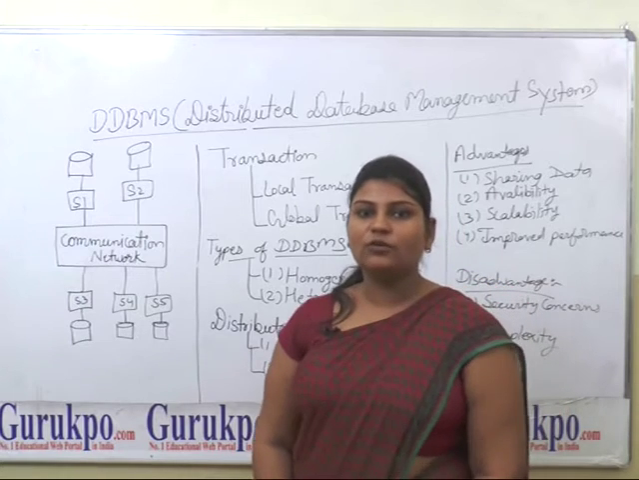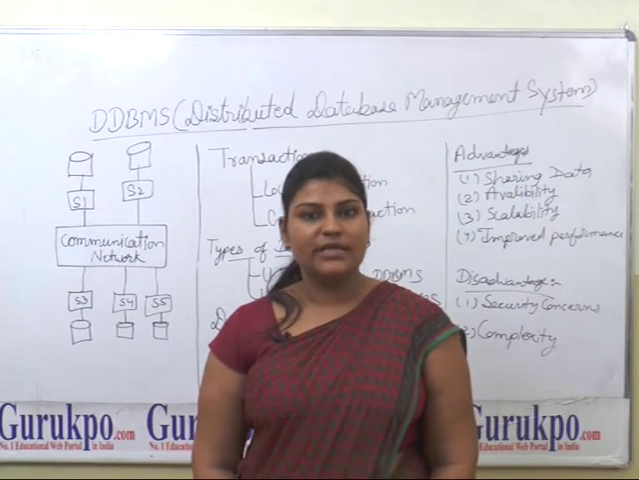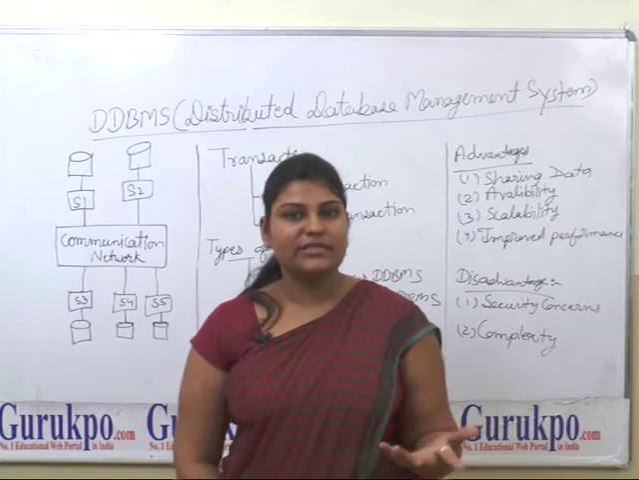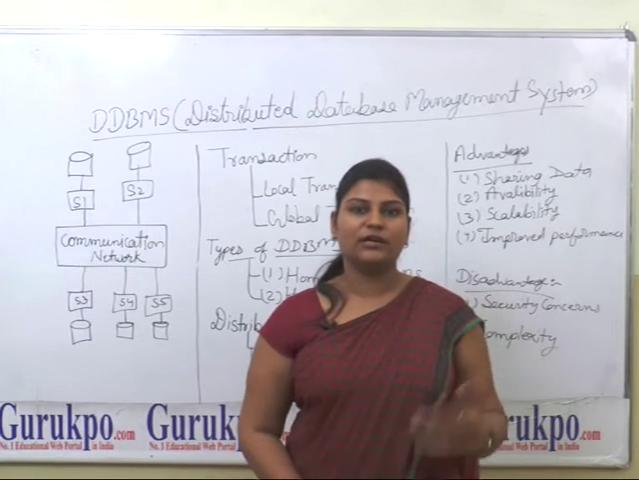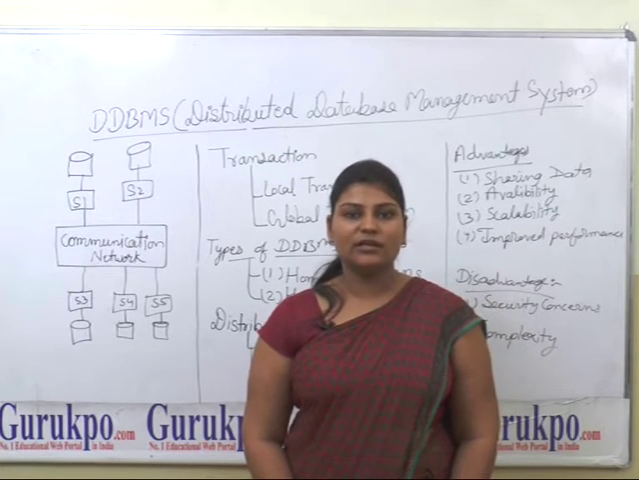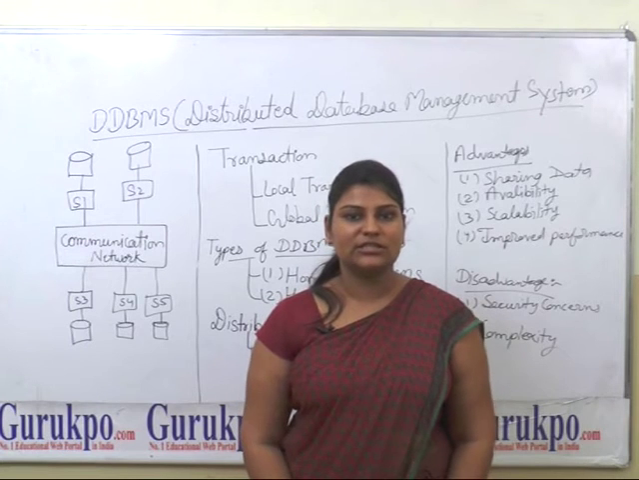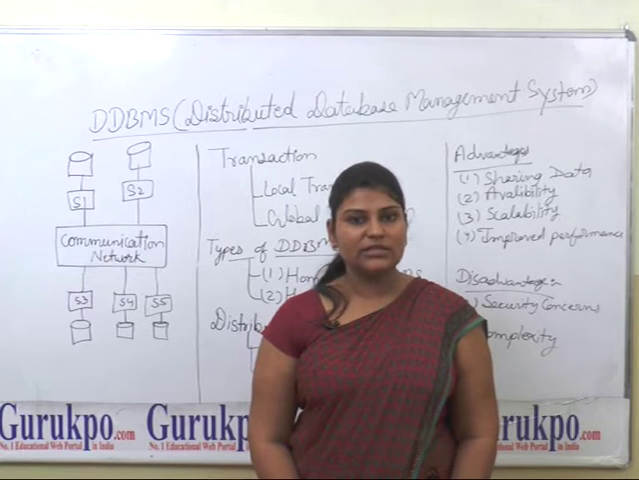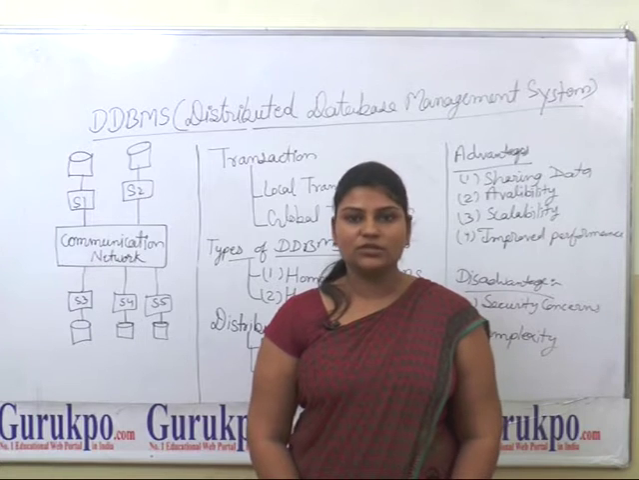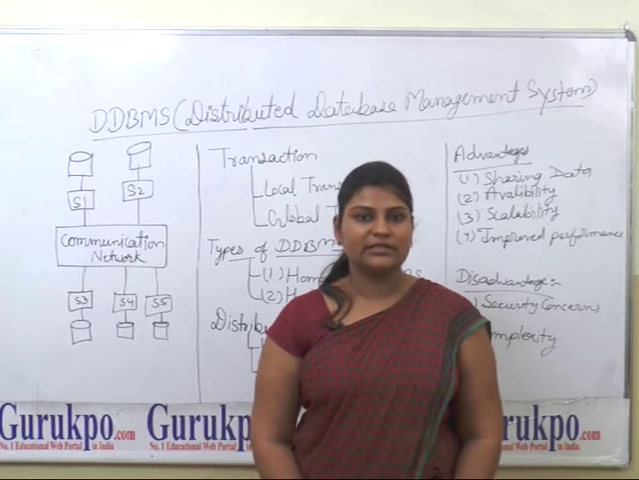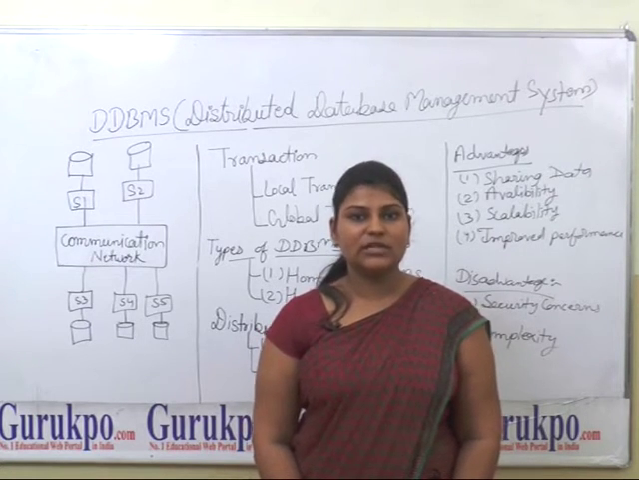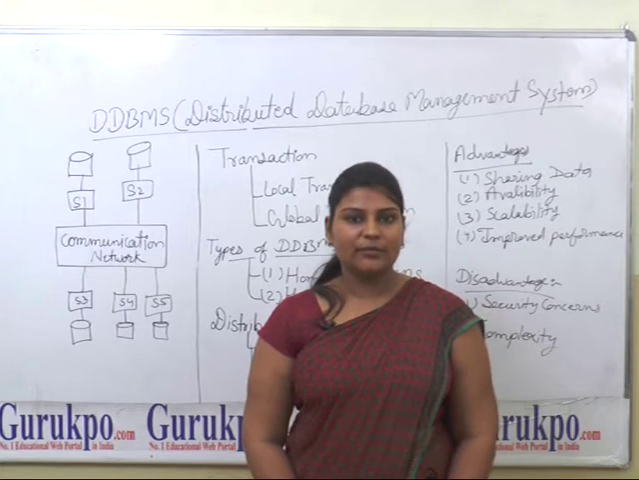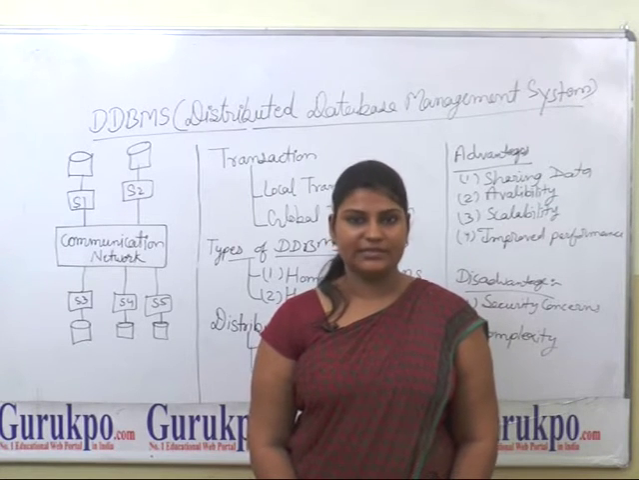First of all, I would like to tell you what transactions are. Basically, a transaction is a unit of work which can be done, like in the banking system. We do transactions. There are two types of transactions: local transaction and global transaction. Local transactions are the transactions which are done locally and which do not access data from the other sites, and global transactions are the ones where data can be accessed from the other sites.